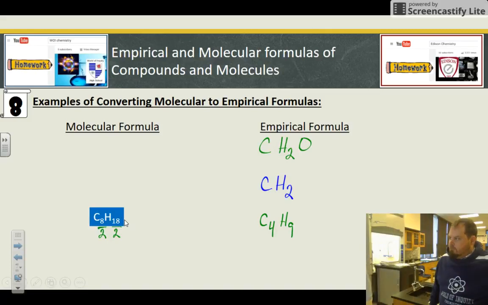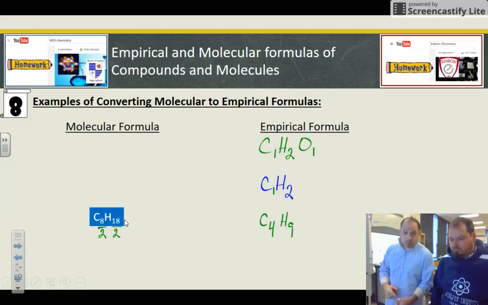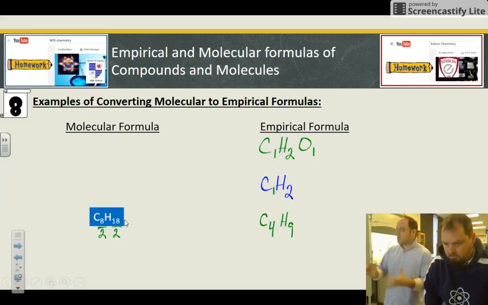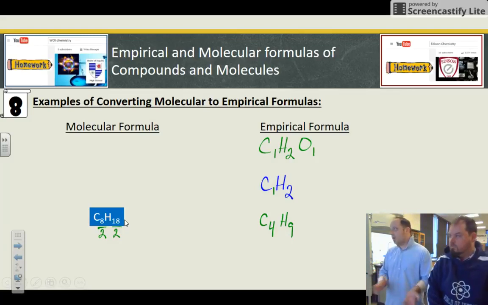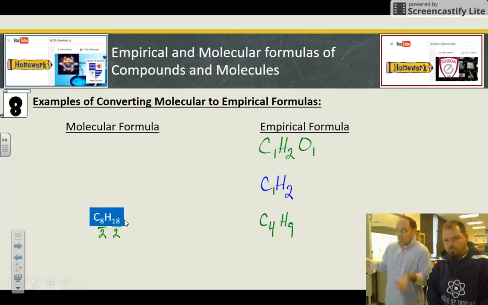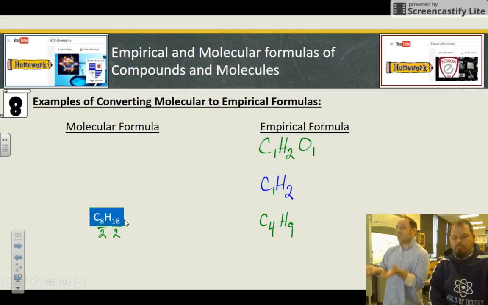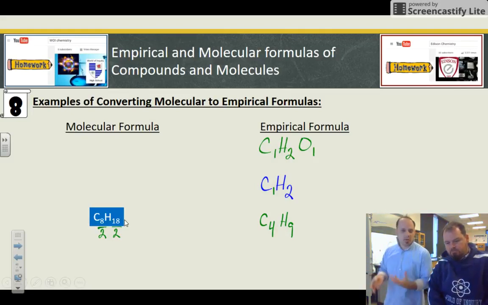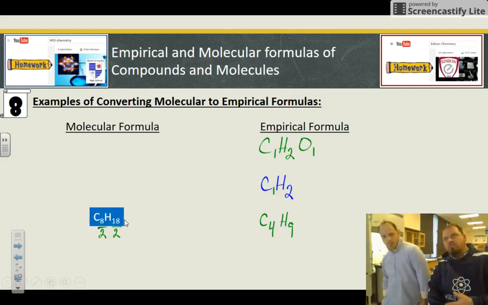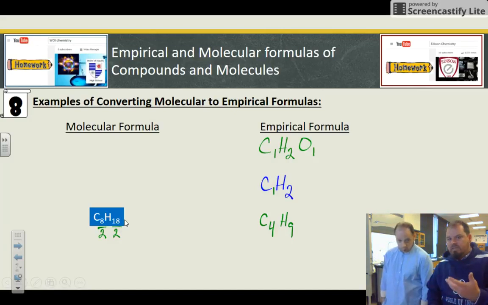Let me write these ones in so that you can see. Those are the odd numbers he's talking about. So there's 1 carbon, 2 hydrogen, 1 oxygen. None of those are divisible by anything other than 1, and if you divided them by 1, you would still get the same thing. So it's as simple as it can get. That's what empirical means.